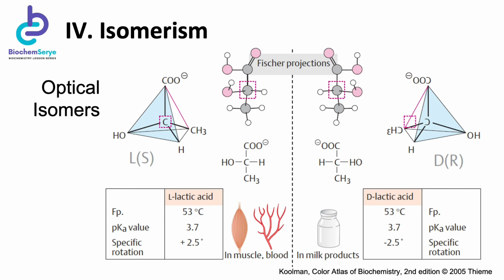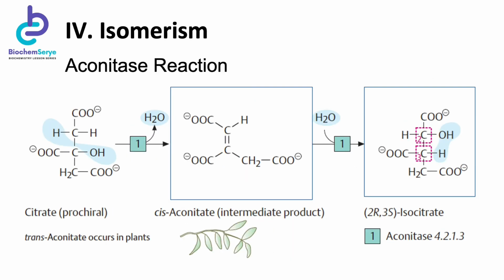Let's look at a particular example: the enantiomers of lactic acid. The dextro-rotatory L-lactic acid occurs in animal muscle and blood, while the D form produced by microorganisms is found in milk products. For example, the Fischer projection is often used to represent the formulas for chiral centers.